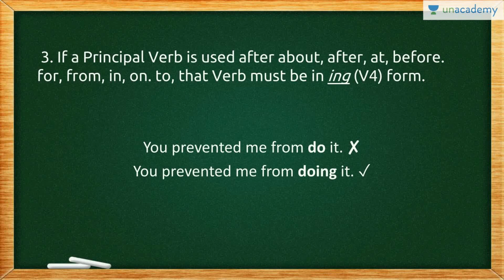The next rule states that if a principal verb is used after the words about, after, at, before, for, from, in, on, or to, that verb must be in the ing form or V4 form. Let's look at the example. You prevented me from do it. Now this is the principal verb and it is after from. So the sentence should be you prevented me from doing it. Clear? This is in the ing form, and there's a preposition here.